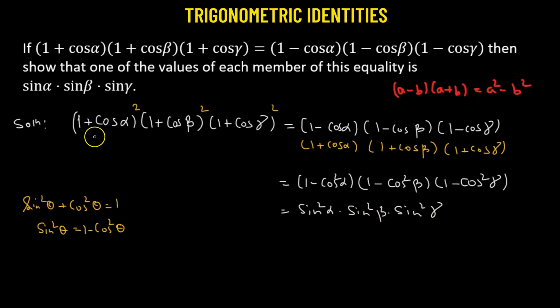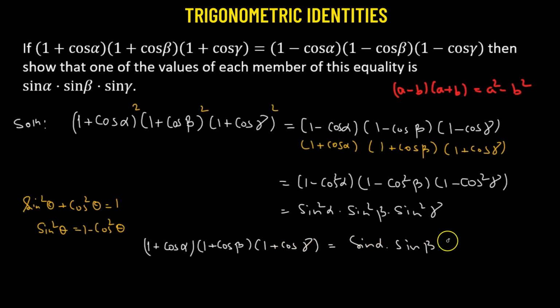Now we have squares on both sides. If we take the square roots on both sides, we get 1 plus cosine alpha multiplied by 1 plus cosine beta times 1 plus cosine gamma equals sine alpha times sine beta times sine gamma. So we have shown that the product of 1 plus cosine alpha, 1 plus cosine beta, and 1 plus cosine gamma is the product of sine alpha, sine beta, and sine gamma.